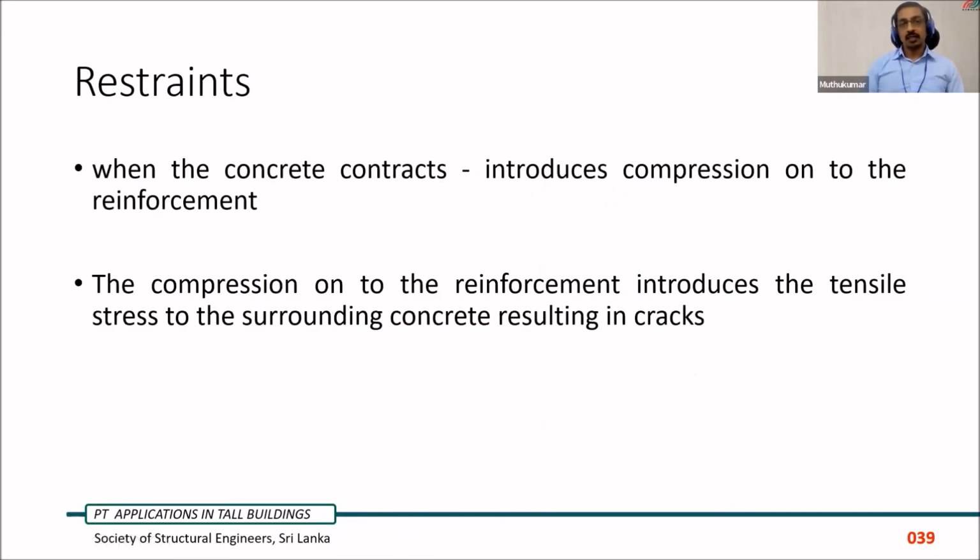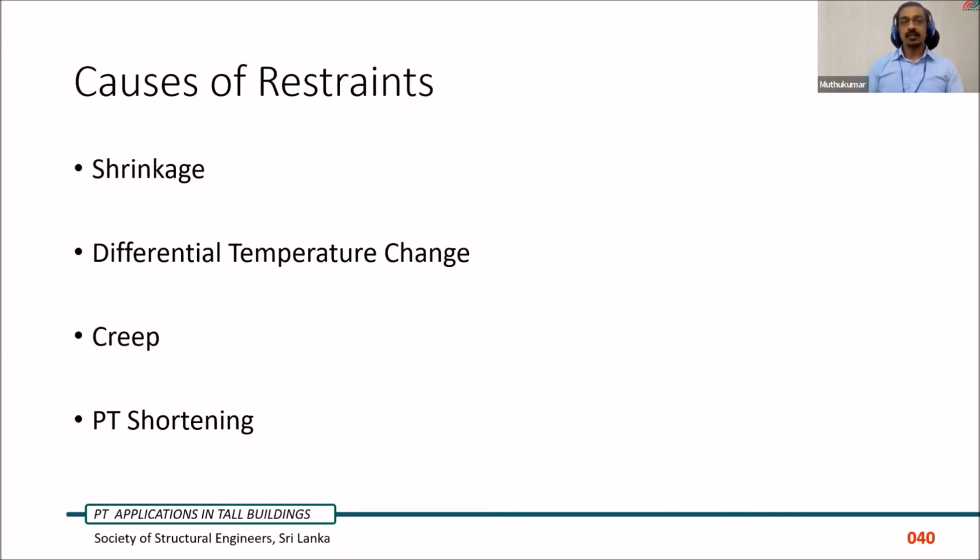When concrete compresses or contracts, or if there's a volume change, it introduces compression to the reinforcement, which is a part of the concrete. This compression on the reinforcement in turn introduces tensile stresses to the surrounding concrete, which results in cracks. So this restraint doesn't only happen because of compression due to PT shortening; volume changes also happen due to shrinkage, differential temperature change, creep and PT shortening.